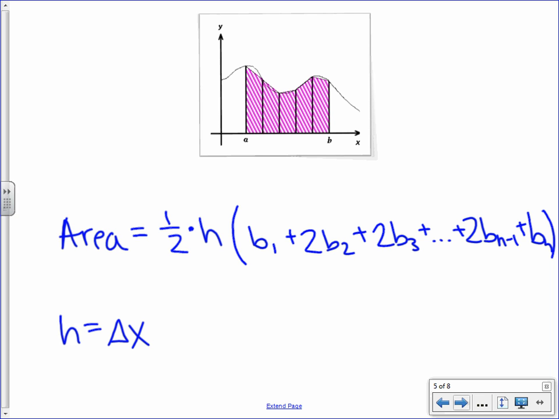And how do you find the bases? Any of our bases are just going to be the function value. Now for practice, we're going to do an easy example.